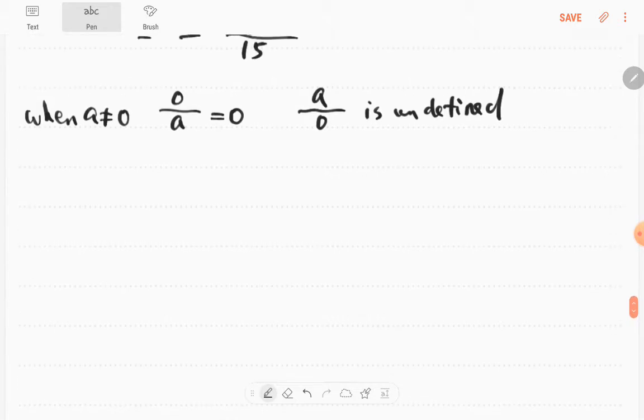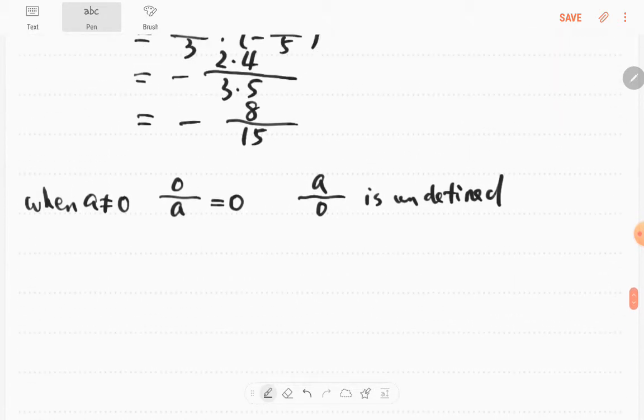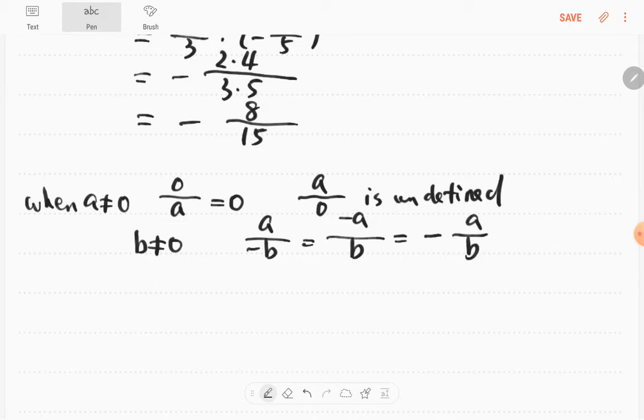Okay. And also check this property. If a, b are real numbers, b is not equal to 0, then -a/b is equal to a/-b is equal to -(a/b). So if here we only have one negative sign, it's okay to put it here, or it's okay to put it here, or in front of the fraction.